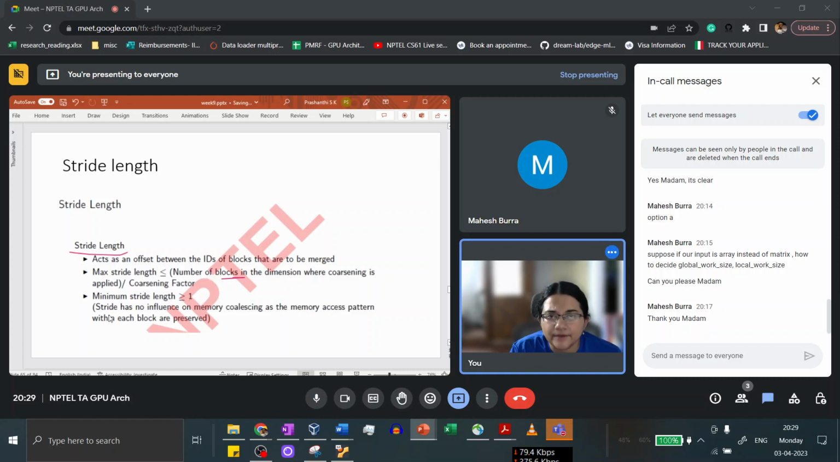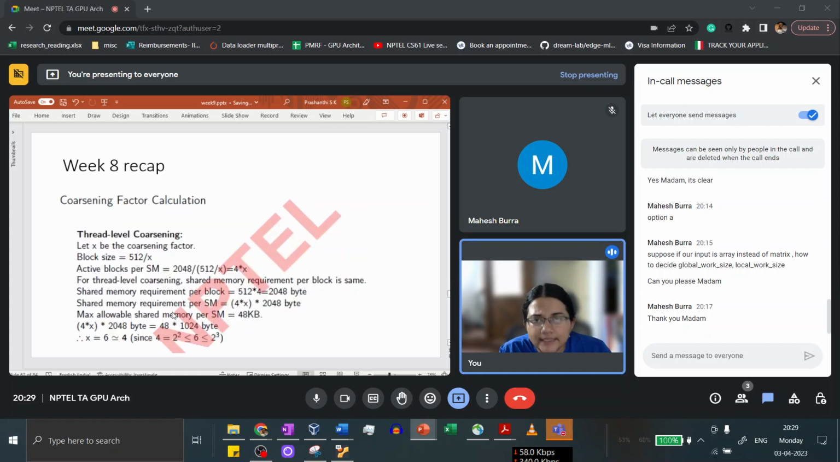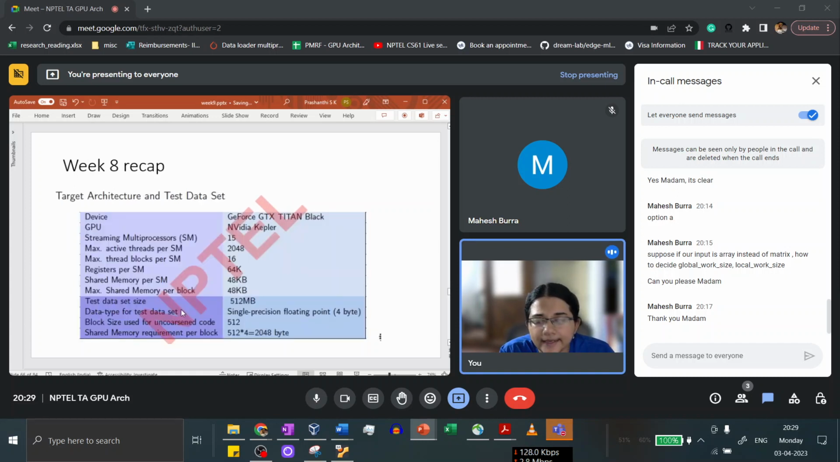That's an obvious one. Here there is no memory coalescing coming into play because the memory access pattern within each block is preserved. Moving forward, we will solve these two coarsening factor calculations because that's an important one that seems to be asked in many numericals, right? So let's solve the one that's done in class first and then move to the numericals so that you can solve the numericals easily.